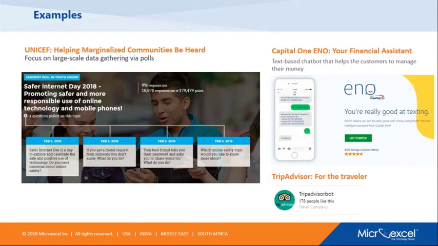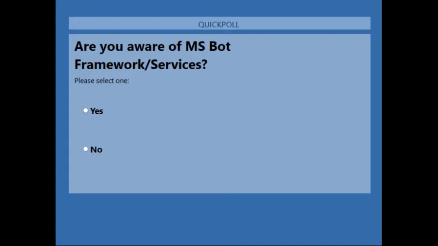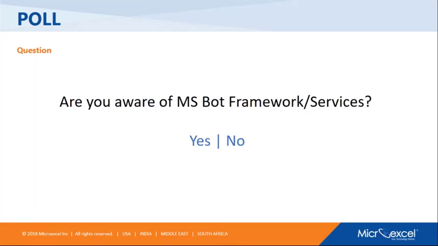In a similar way, Capital One has an assistant, Eno, which acts like your financial assistant. It helps users manage their money, transactions, and everything. And Advisor, everybody knows about it. It's more about figuring out information about vacation places. They have a bot which is available on Facebook Messenger that you can use.